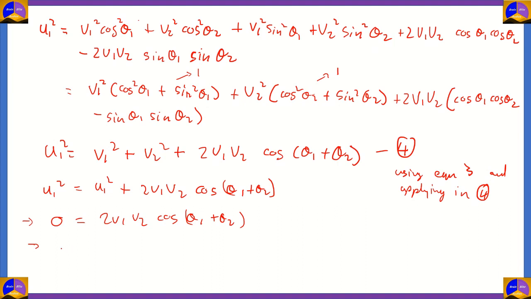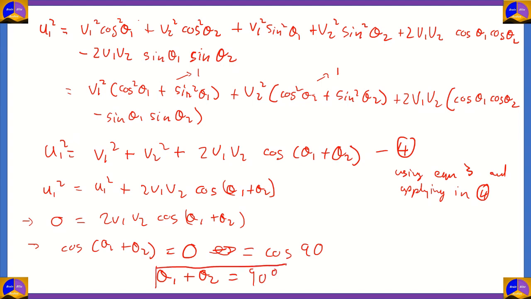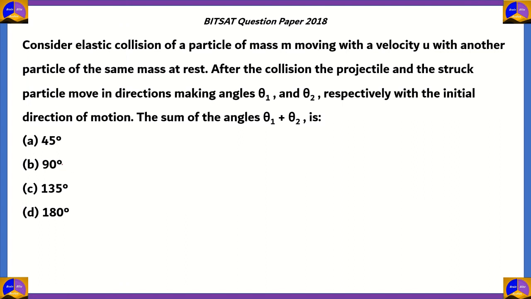So therefore cos of theta 1 plus theta 2 is equal to 0, which is equal to cos 90. So therefore theta 1 plus theta 2 is equal to 90 degrees. So basically both the angles are complementary in this case. So theta 1 and theta 2 are complementary angles. So this is the correct answer to this question, and if you look at our options, you can see that option B, 90 degrees, is the correct option.